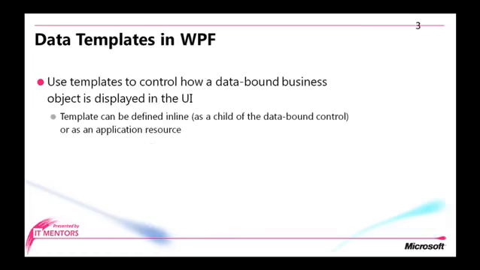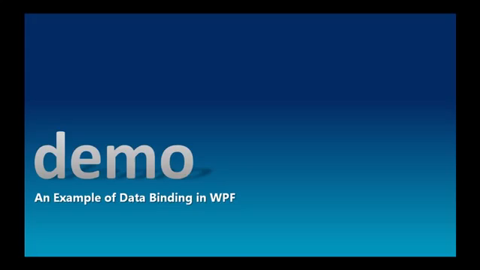A key part of WPF support for data binding are data templates. Simply put, data templates allow you to easily control how a business object is displayed to the user interface when it is data bound. The template can be defined inline, or if you want to reuse it across multiple controls, as an application resource. The easiest way to understand data binding is by example, so let's take a quick look at what data binding looks like in a simple WPF application.